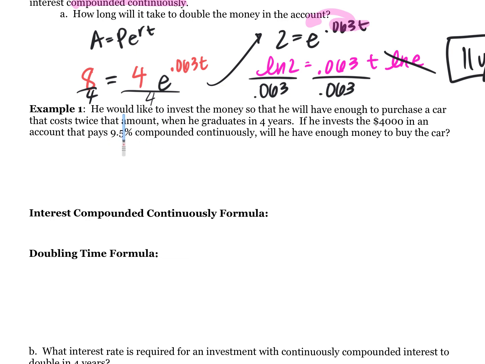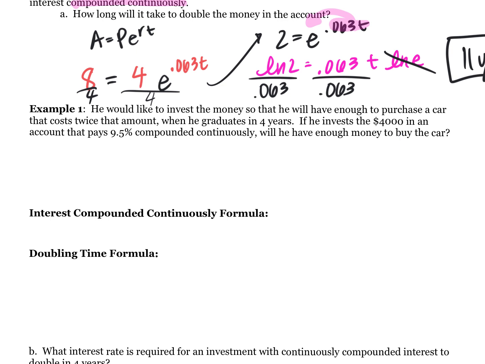We don't know who we're talking about, just a he, investing money so he will have enough to purchase a car that costs twice that amount when he graduates in 4 years. If he invests $4,000 in the car and it pays 9.5% compounded continuously, will you have enough money to buy the car? What are we going to do?